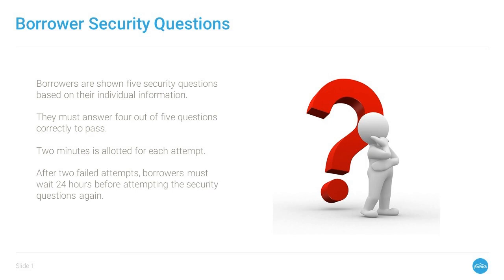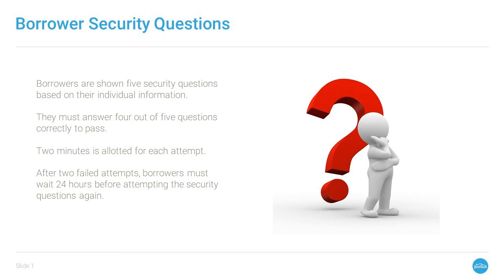They are presented with 5 questions and must answer 4 out of 5 correctly to proceed. They are given 2 minutes for each attempt to answer the questions correctly and receive 2 attempts. If they do not pass the security questions, they will have to wait 24 hours before they can attempt again. Once you see the green completed security questions, choose Proceed.